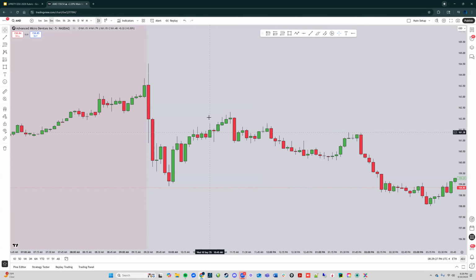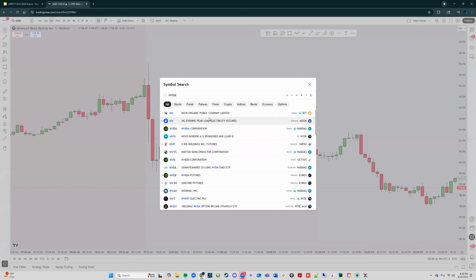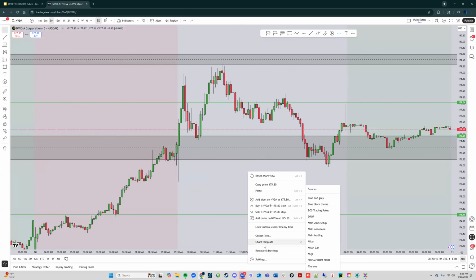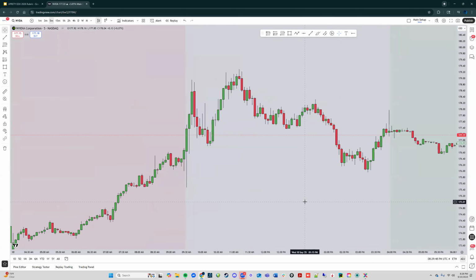Okay, let's take a look at another example. Somebody give me a ticker, anything that you guys trade normally. Nvidia. Okay, thank you. So now let's take a look at Nvidia. I'm going to go ahead and get rid of all these drawings.